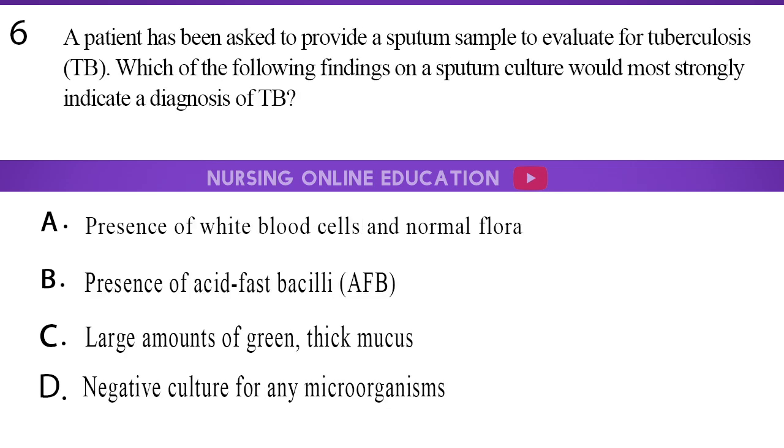6. A patient has been asked to provide a sputum sample to evaluate for tuberculosis, TB. Which of the following findings on a sputum culture would most strongly indicate a diagnosis of TB? A. Presence of white blood cells and normal flora. B. Presence of acid-fast bacilli, AFB. C. Large amounts of green, thick mucus. D. Negative culture for any microorganisms.